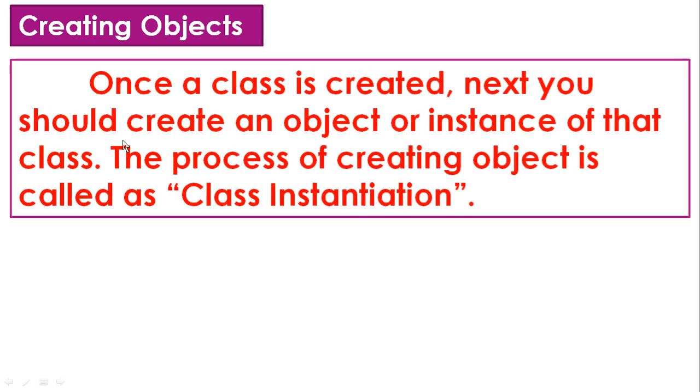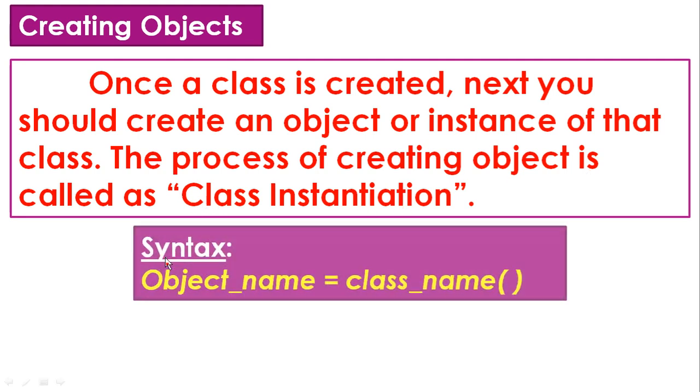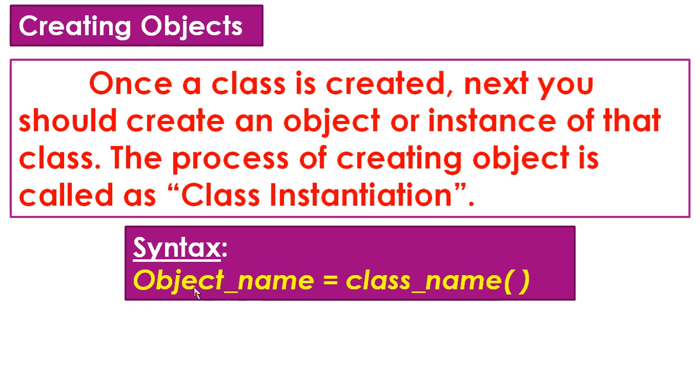Creating objects. How do you create an object? Once a class is created, next you should create an object or instance of that class. The process of creating an object is called class instantiation. Here is the syntax for creating the object: object name equal to class name.